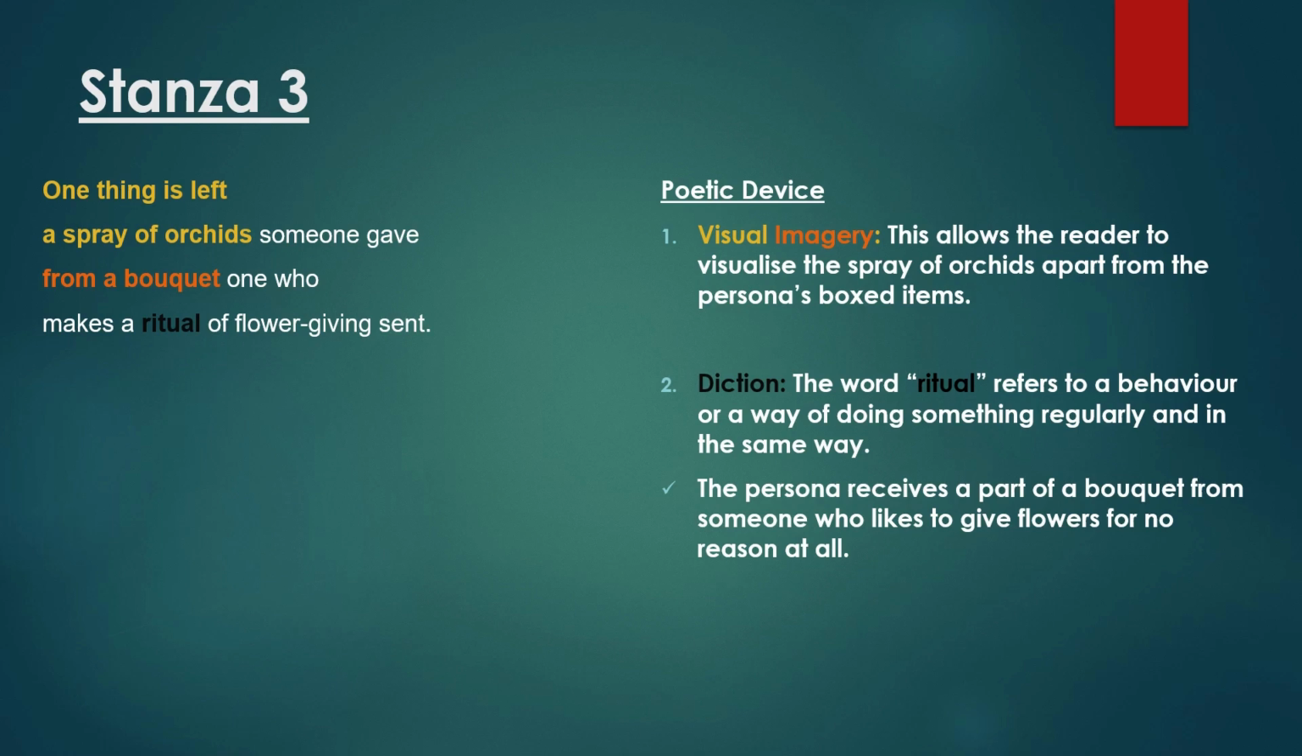After placing the belongings inside of boxes, one thing is left. And what is left? A spray of orchids someone gave. Somebody gave the persona a spray, a bunch of orchids, right, from a bouquet. One who makes a ritual of flower-giving scent. So the person is saying basically that he or she has placed everything in boxes, but something has been left out. Something is there lingering. And we found out that what is lingering? A spray of orchids that was given from a bouquet by someone.